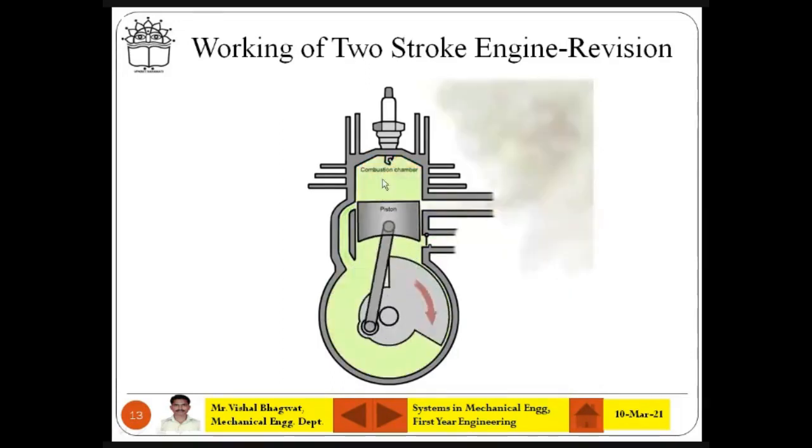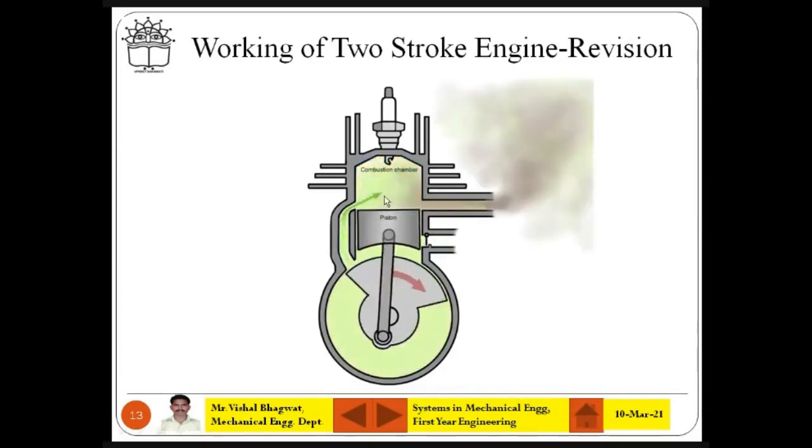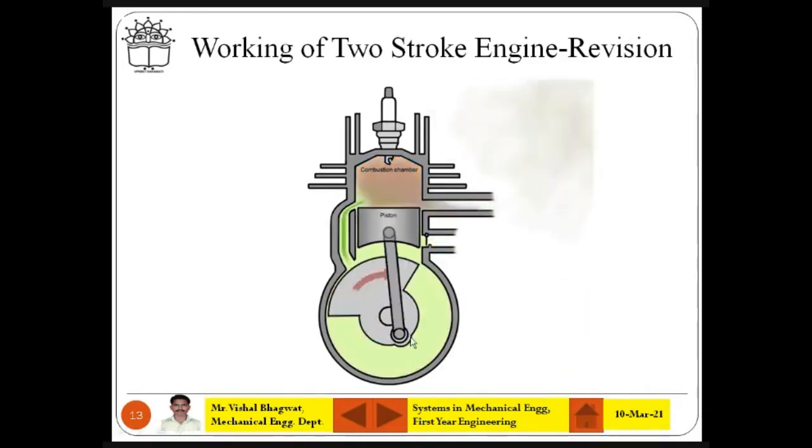You just observe when it is going down after completing the second stroke, that means power operation, it is compressing or pressurizing this fluid which is inside the crankcase, and then is sending through the transfer port up.